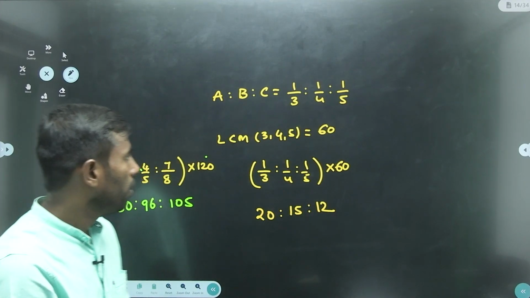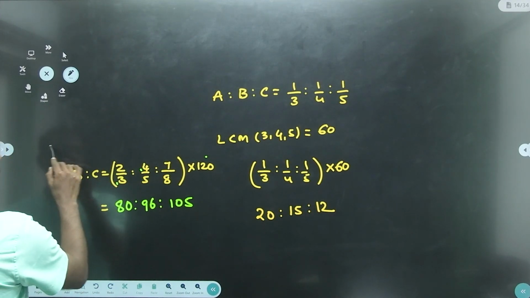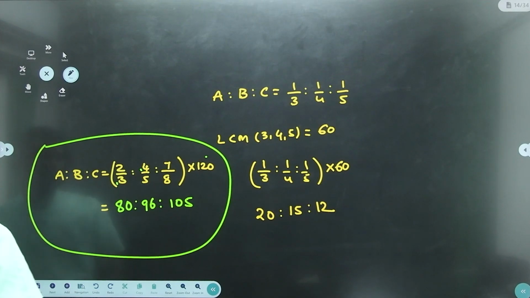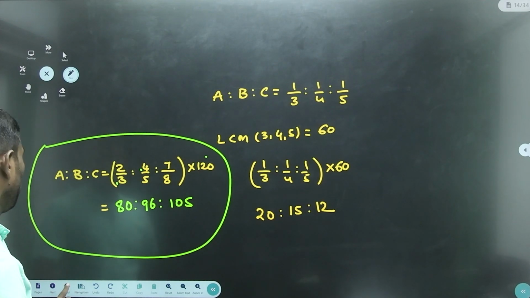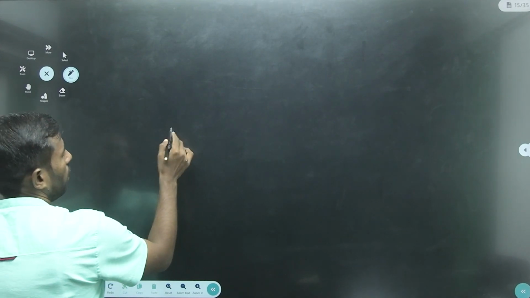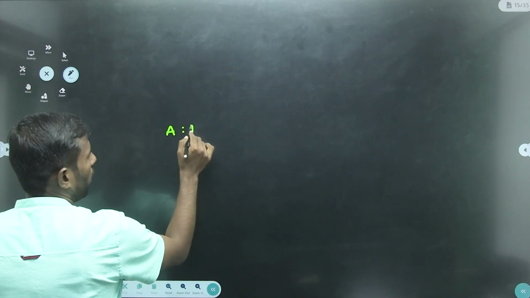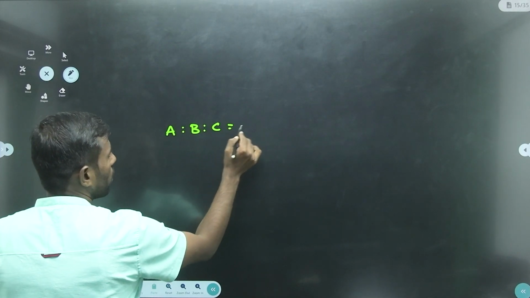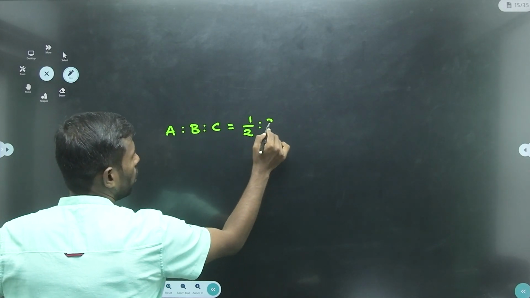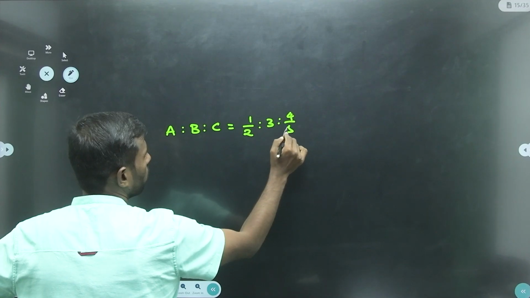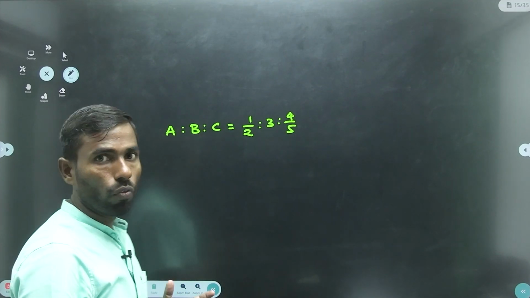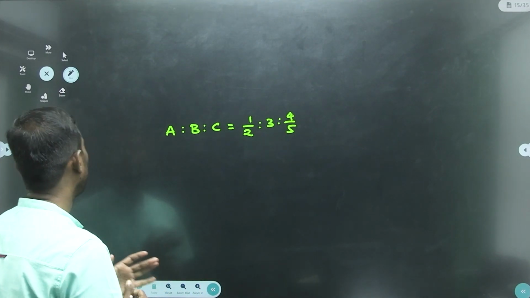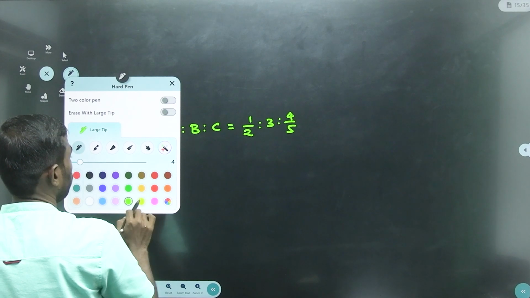Okay, this is another problem. Now suppose they have given the ratio like this: A is to B is to C, 1/2 is to 3 is to 4/5. How to write it in simplified form?